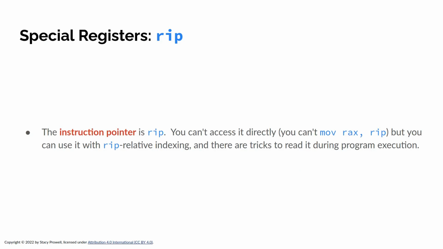Special registers. RIP is the instruction pointer. You can't directly modify it, but you can use RIP relative indexing, and there are tricks to get its current value. It's not really a general purpose register. It's one used by the processor to say where to go next. So it's not always a good idea to directly manipulate it. But if you're creative, you can.